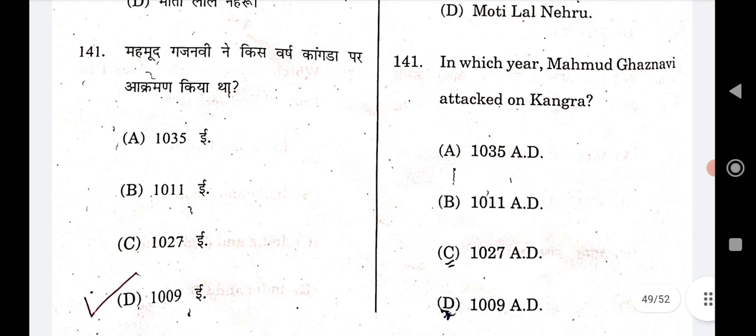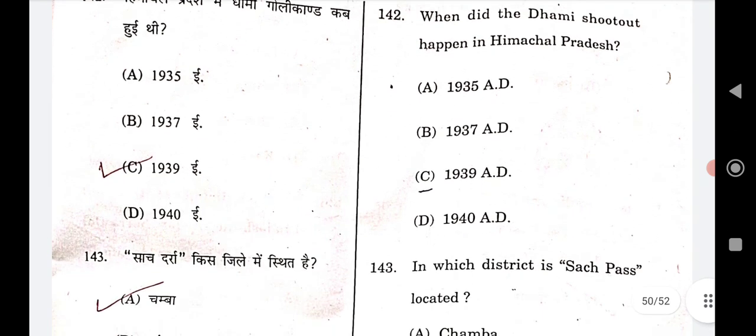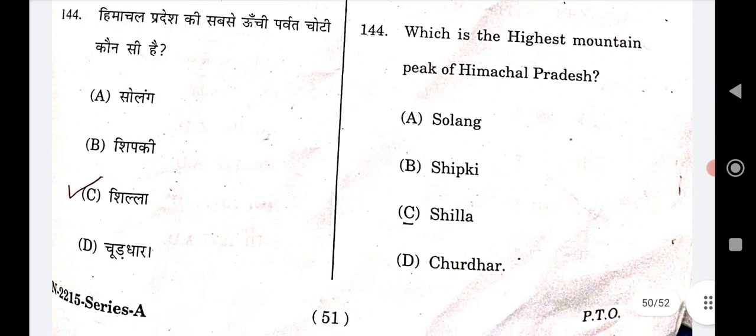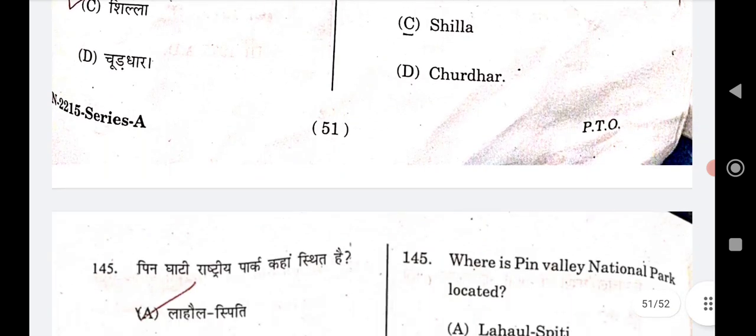In which year did Mahmud Ghaznavi attack India? So 1009 AD. D is the correct one. When did the Dhami shootout happen in Himachal Pradesh? 1939 AD. C is the correct one. In which district is Sanj Pass located? Chamba will be the correct one, option A. Which is the highest mountain peak of Himachal Pradesh? Shilla. C is the correct one.